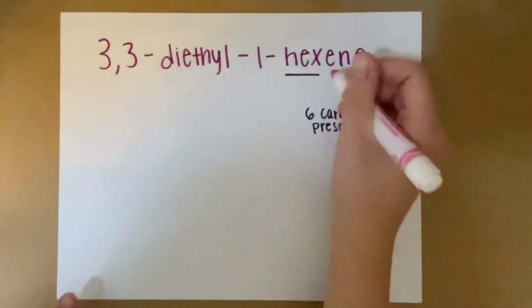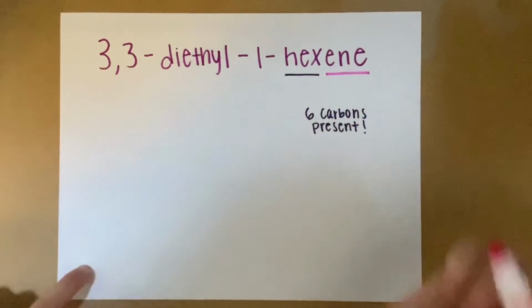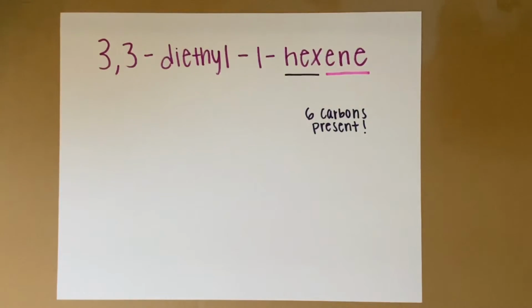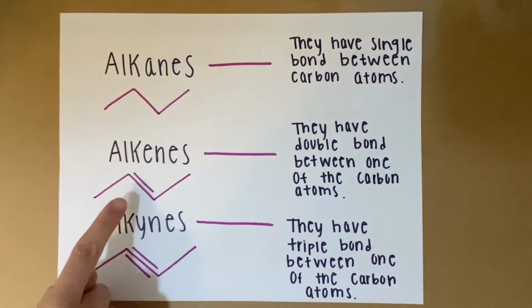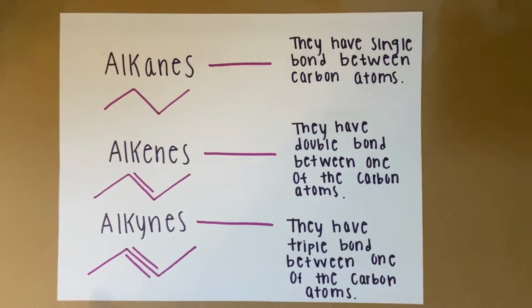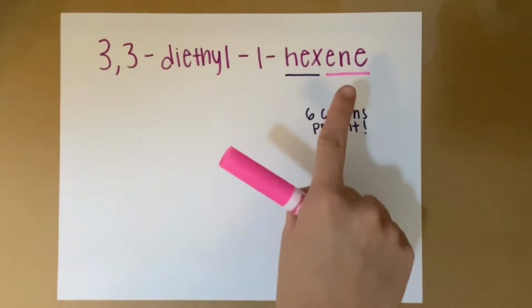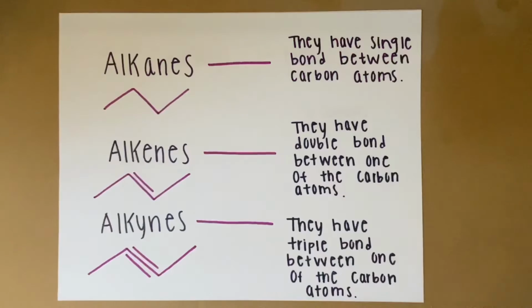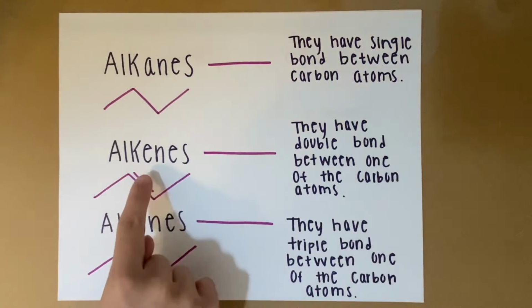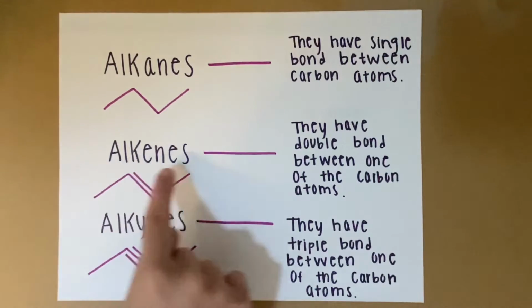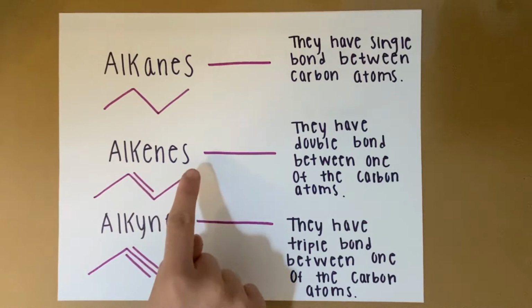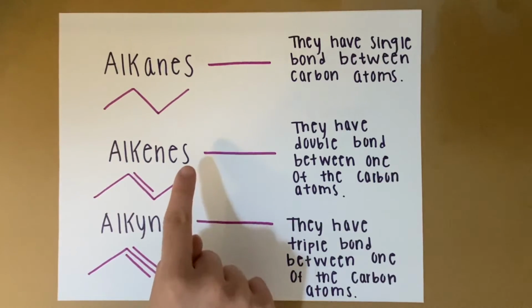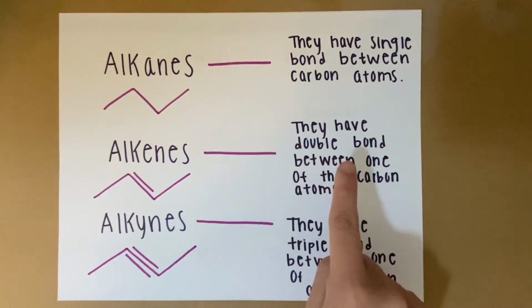For this part, we see ene at the end. Let's defer back to our alkane, alkene, and alkyne list. Here we see we have alkanes, alkenes, and alkynes. But which one do we have in our molecule? Looking back, we see that alkenes has the same ending as ene, so therefore we have an alkene. Because we have an alkene, this means that our molecule will have a double bond between two of the carbon atoms.